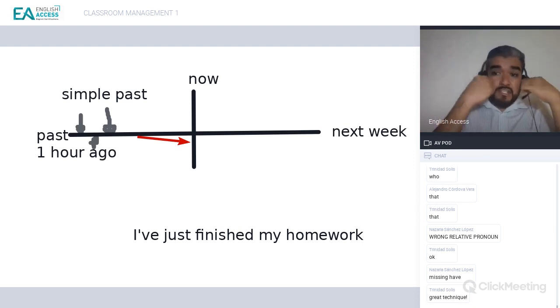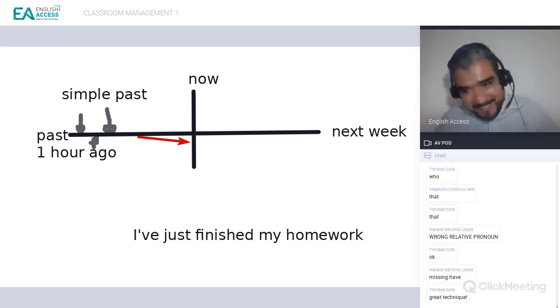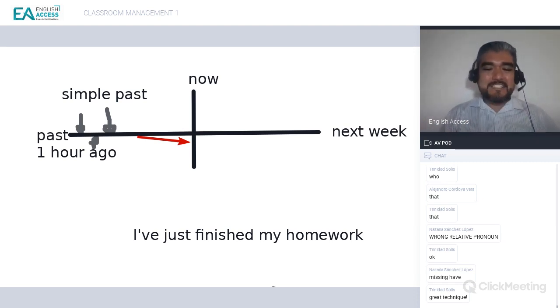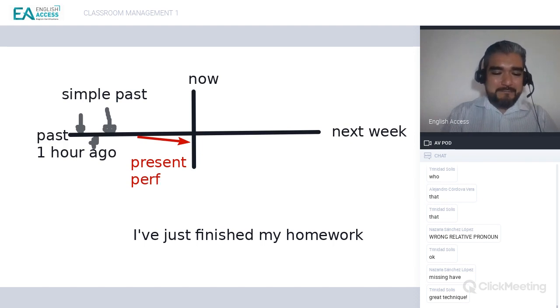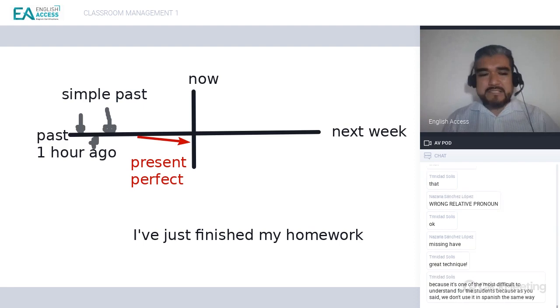So I draw this and I show them this because many students are visual. Many students, I tell them and they don't get it. So when I draw it on the board, they get it. Present perfect. And I draw it like this and I show it to them. Okay. All right. You understand more or less how it works. It works for many different things.